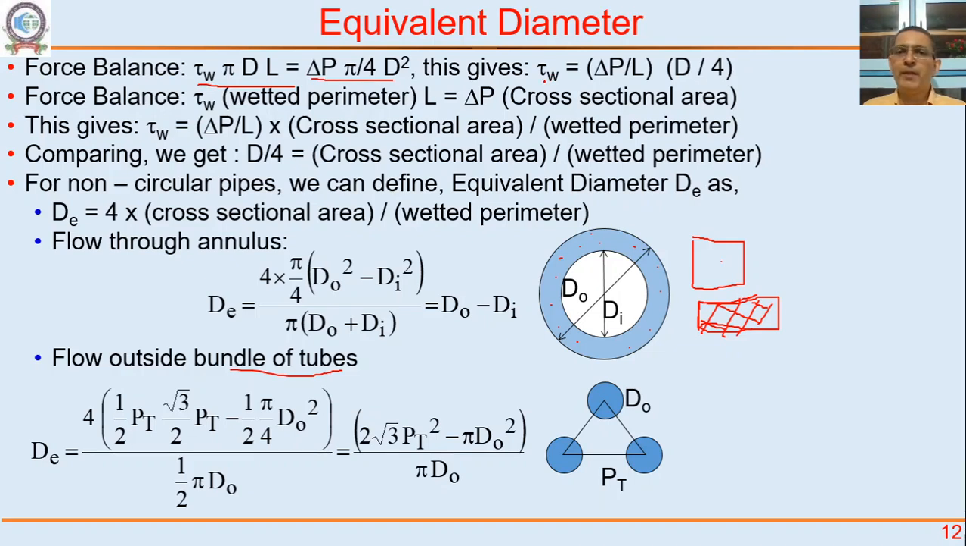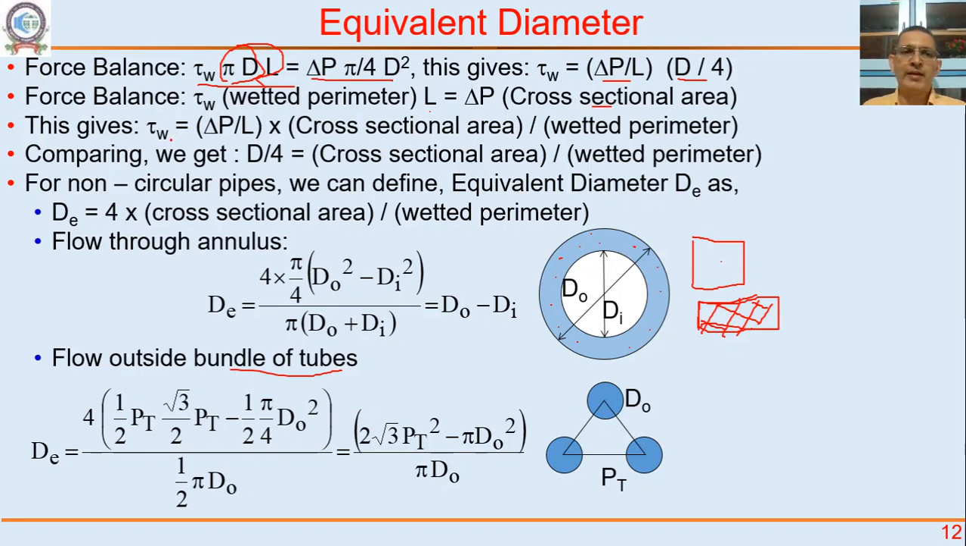This will give you tau W equals delta P by L into d by 4. Or if you write it as a force balance, tau W multiplied by the wetted perimeter, so pi d is the wetted perimeter, not L, so pi d into L, and delta P into the cross sectional area. Pi by 4 d square is the cross sectional area.